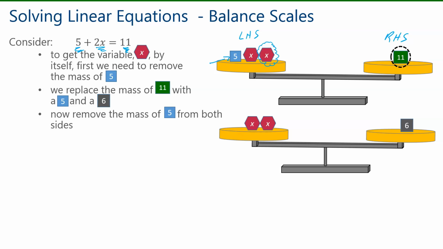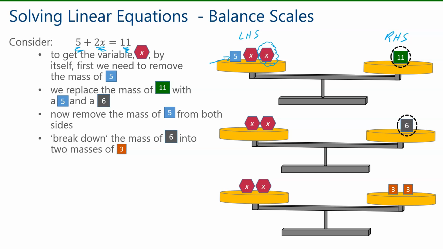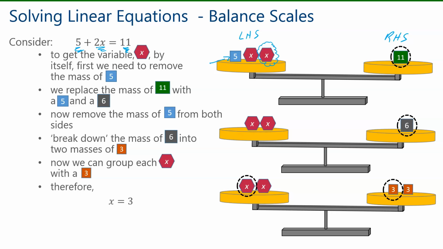Well, I'm getting closer. But remember, you need to get one hexagon by itself. So what we're going to do next is take that mass of 6 and break it down into 2 equal groups. And to take 6 and break it down into 2 equal groups, that will be 2 masses of 3. Now we pair them up. So that's going to tell us that each x is going to match up with a mass of 3. What have we just discovered? x equals 3. Let's now verify or check our answer.